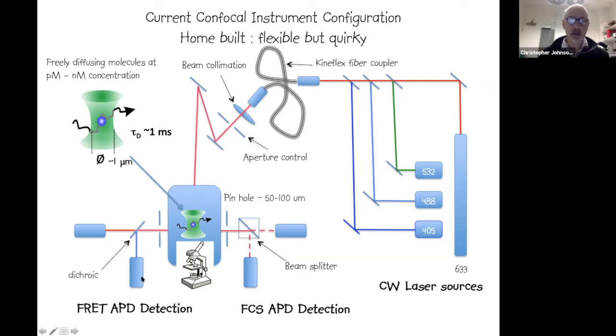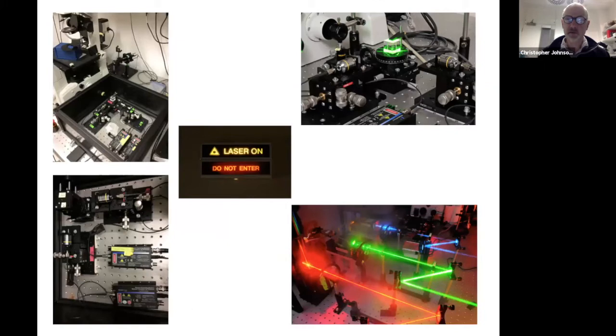On the other side here, we have a configuration for measuring FRET. Here, instead of a beam splitter, we would have a dichroic that would separate the donor and the acceptor photons that we want to count. So here are some views of the instrument. It looks somewhat simple on the schematic, but in reality it's a bit more complex and involves lots of giant Lego pieces. Here are the lasers. Obviously, we don't operate it in this mode with unshielded lasers. This is just for the purposes of the photograph.